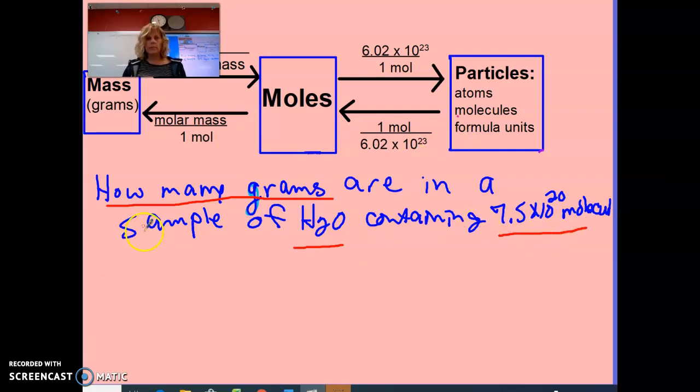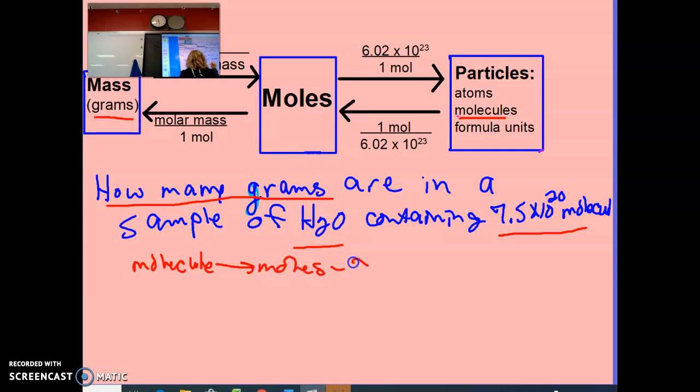So I know when I set this up, my path is going to be, I'm starting with molecules. So I'm going from here to here. This is going to be 2 conversion factors, right? I'm starting with my 7.5 times 10 to the 23rd molecules. This is my path. Molecules to moles to grams. I'm going molecules to moles to grams. And I just follow this arrow and it tells me what my conversion factors are.